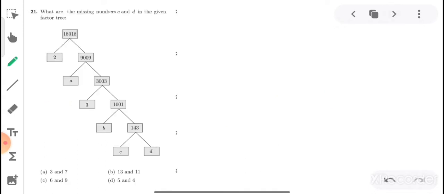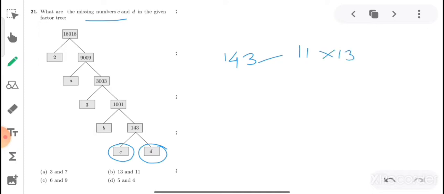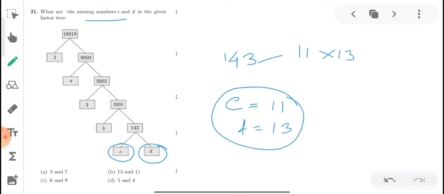Here we have to find out the missing numbers C and D. Then we just have to factorize this number 143. So 143 will be factorized only by 11 and 13. So it will give 11 into 13. Then C will be 11 and D will be 13, and vice versa will also be true. So the answer will be 13 and 11.